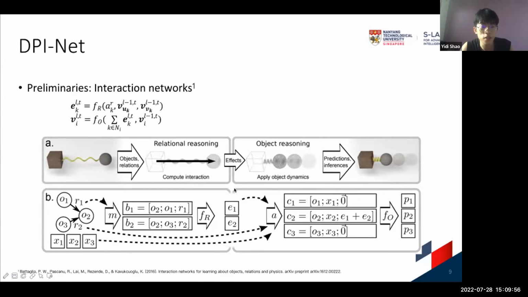So this is a physical reasoning problem. Figure A here is an overview of the process. The model takes objects and relations as input and then reasons about their interactions. In this example, the effects here will slow down the ball which is approaching the cube here, and applies the effects and the physical dynamics to predict the new states. Figure B here can be generalized to more complex systems.